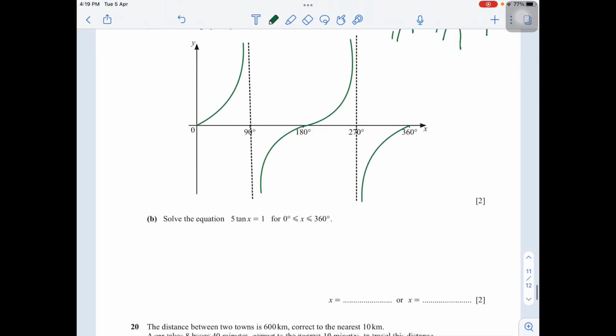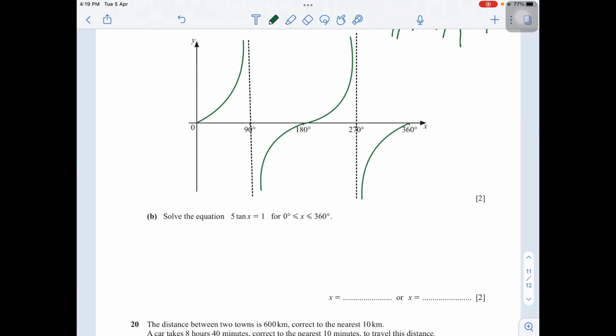Next one, solve the equation 5 tan x = 1. So I write tan x is, sending 5 to the other side, 1 over 5. So I draw that.